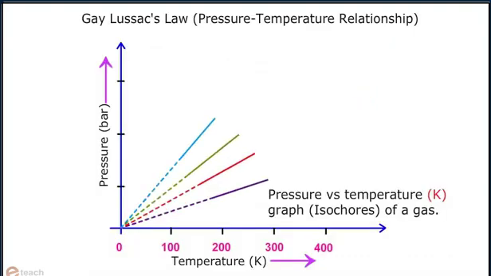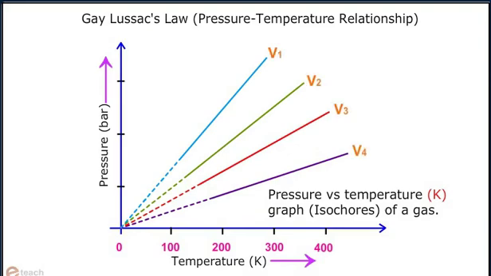You can observe the graph between pressure and temperature. Such graphs are called isochores for a gas. Here, the graph has been given for 4 volumes V1, V2, V3 and V4 such that V1 is less than V2, which is less than V3, which is less than V4.